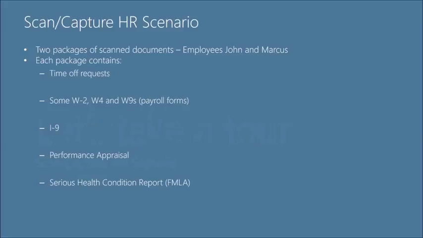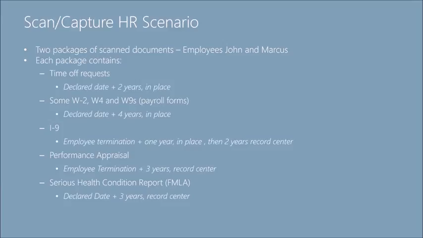Now, the interesting thing with all these different forms is they actually have all sorts of different retention policies. Our compliance policies are that time off requests are based on the declared date plus 2 years. But serious health conditions, we're supposed to keep those for 3 years, and we're supposed to keep them in the record center. We don't want to leave them on our collaboration site. Performance appraisals, on the other hand, we keep those 3 years after termination. So we've got an event-based disposition there.